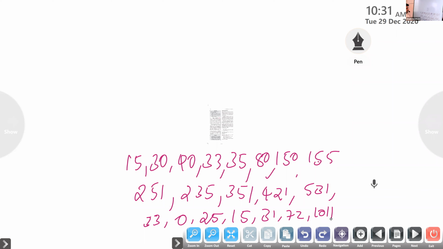Okay, find out. What is the range here? So we get a negative value. Negative value? No chance for that. No negative numbers are here.